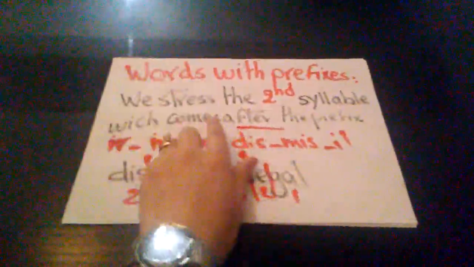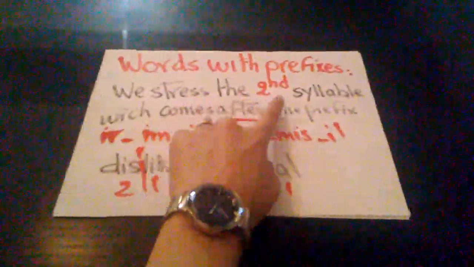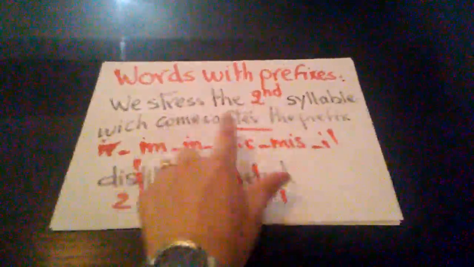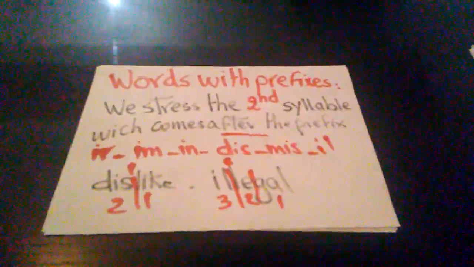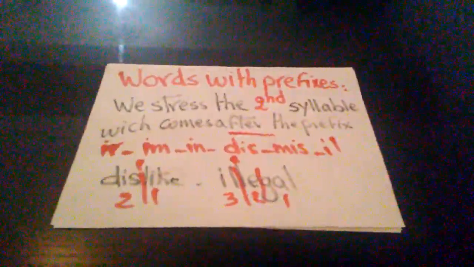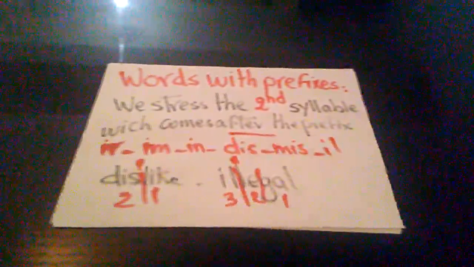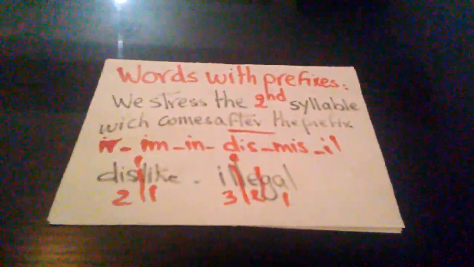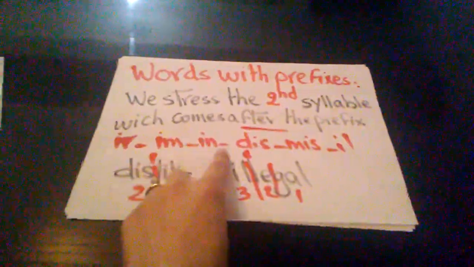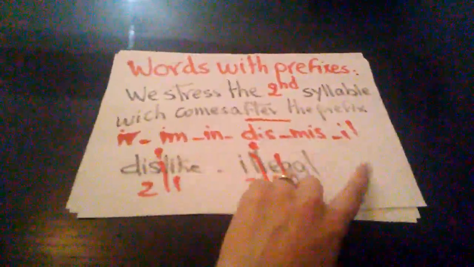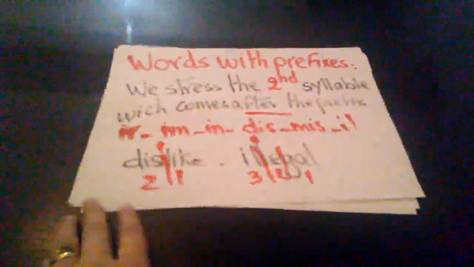So when you have words with prefixes, we stress the second syllable which comes after the prefix. Here I didn't say counting from the end. ما قلتش نحسبه من الآخر. قلت we stress the second syllable which comes after the prefix. So, prefixes are re, im, in, dis, mis, ill, as an example.